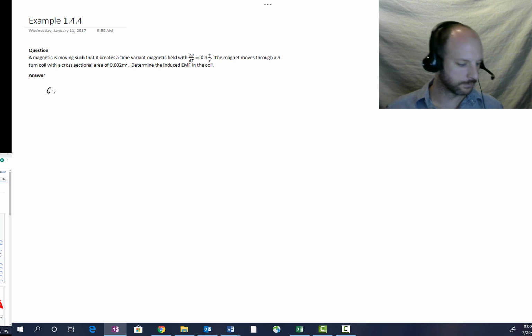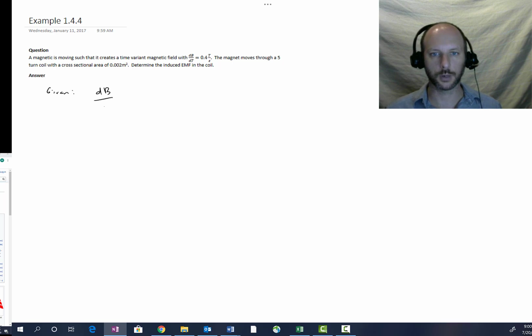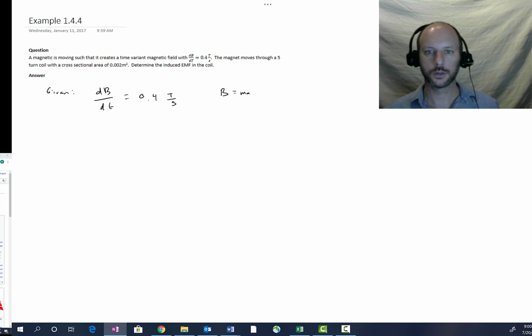So we're going to start digging into this problem, writing our givens. The first is that the rate of change of the magnetic flux density, dB/dt, is 0.4 Tesla per second. And I just wanted to remind you that 1 Tesla is equal to 1 Weber per square meter. So this is the unit of magnetic flux density. Again, it's just how strong a magnet is.